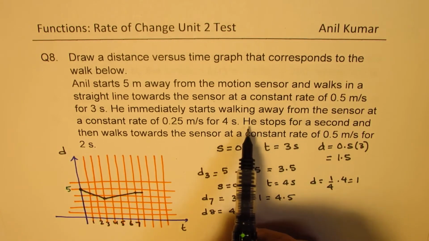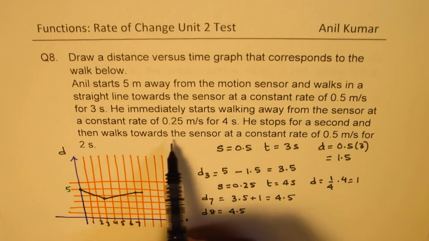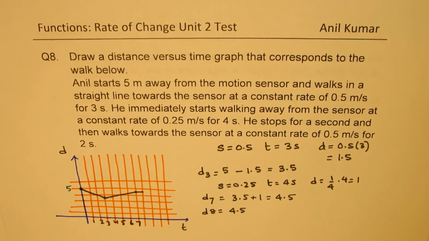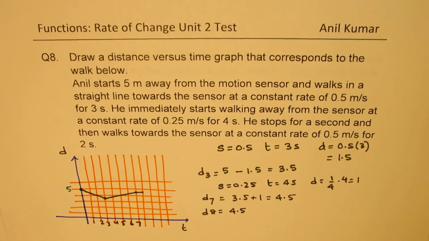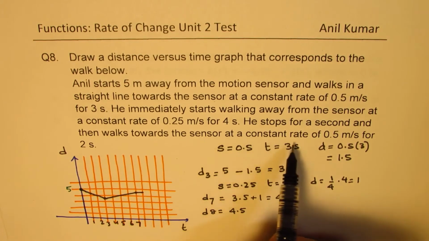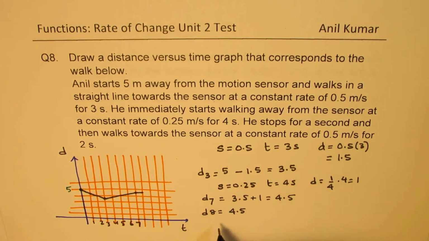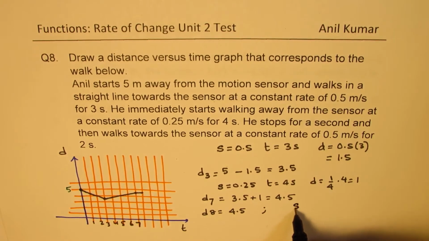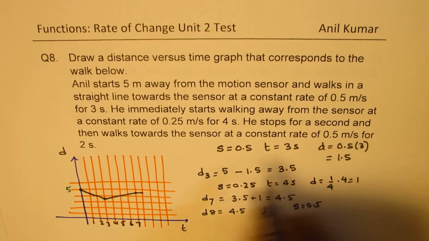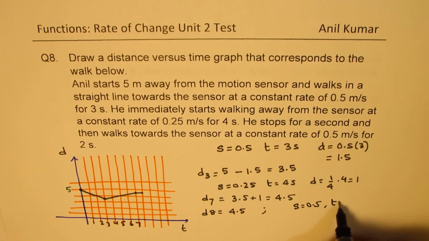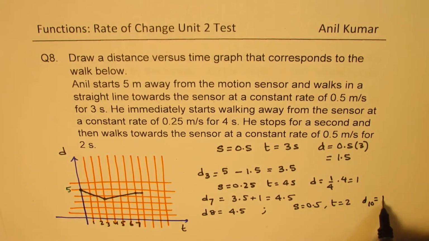Okay, let's see. He stops for a second and then walks towards the sensor. So when he walks again towards the sensor, the distance will further decrease, right? At a constant rate of 0.5. Now again, the rate or speed is given to us as 0.5 for 2 seconds. And time is 2 seconds. So when you multiply, the distance for 2 seconds will be, when you multiply, you get 1.